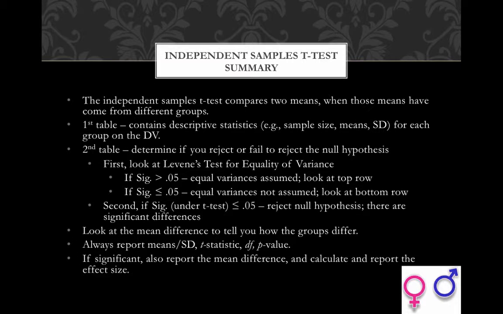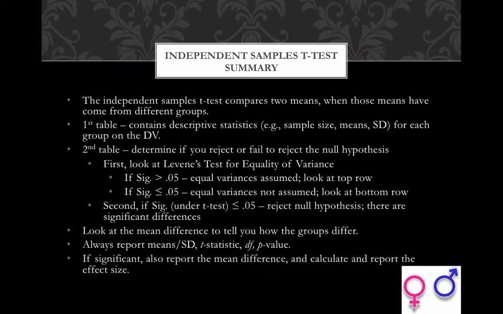So just to conclude and summarize our independent samples t-test and how we run this. Again, the independent samples t-test compares two means when those means come from different groups. And we need to go to Analyze, Compare Means, Independent Samples t-test. Make sure that you go ahead and define your groups. Your test variable is going to be your dependent variable. Grouping variable is your independent variable. Define your two groups based upon what you have coded for your independent variable. And then you have your test statistic.